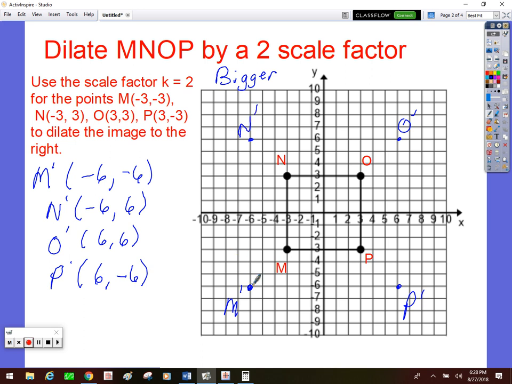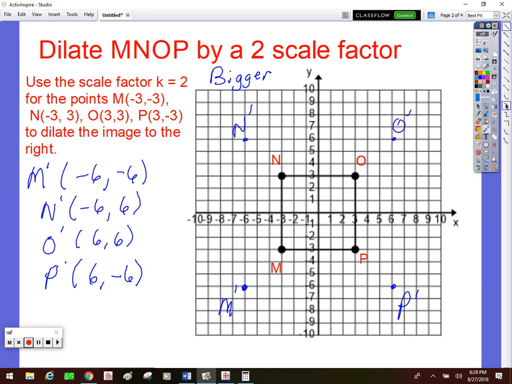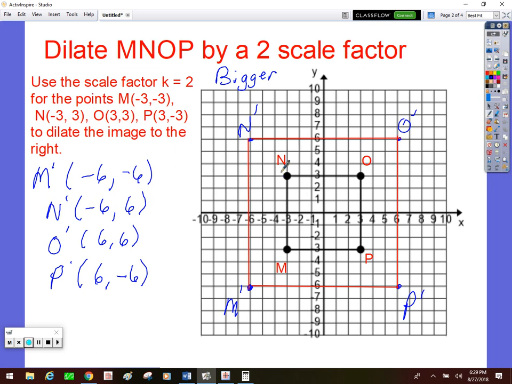So now when we connect it, let's do it this way. It's a lot easier just to use this. Let's connect it this way. So now when I connect it, I have the same shape but not the same size. So this image is similar. The angles are the same, same shape, different size. Okay, see how it works? All you're doing is multiplying.